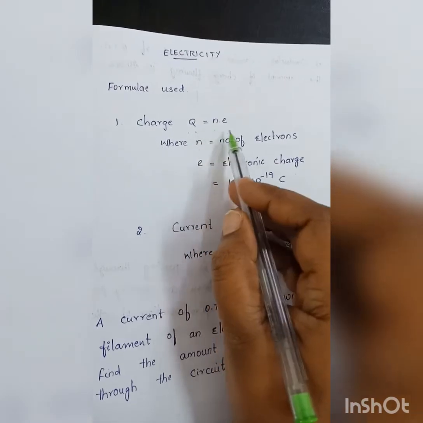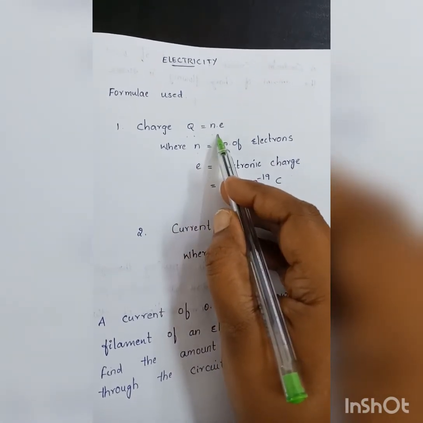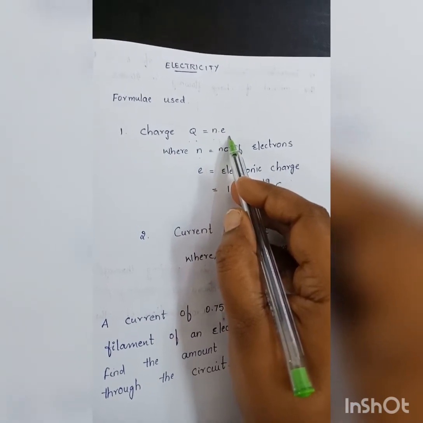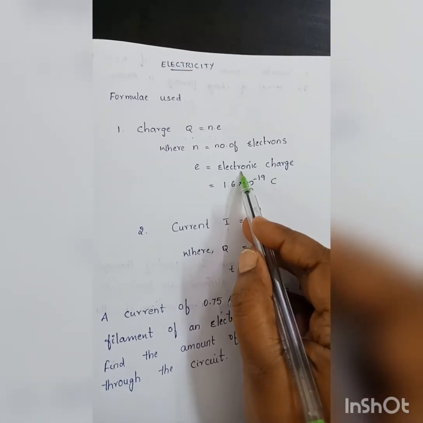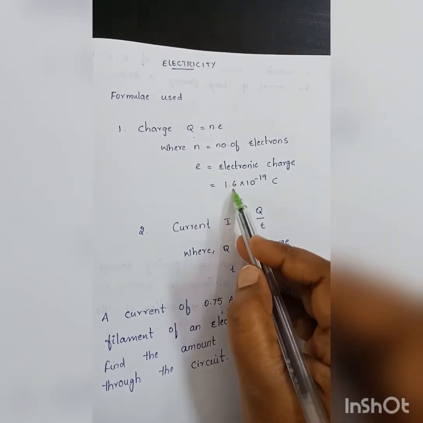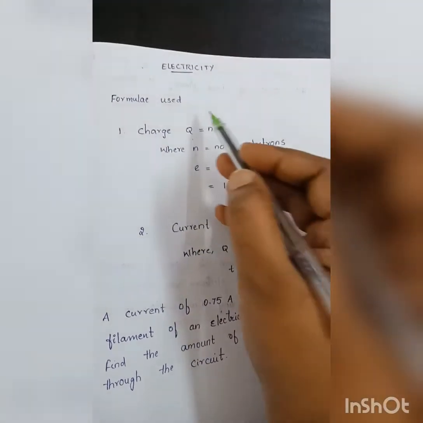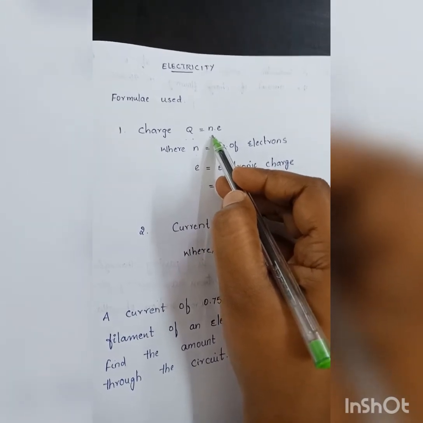Charge Q equal to N into E, where Q is charge, N is the number of electrons that are flowing through a conductor, and E is nothing but the electronic charge. The value of electronic charge is 1.6 into 10 power minus 19 coulombs. So what is the charge formula? Q equals N into E.